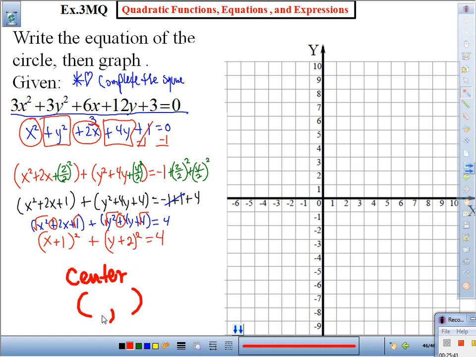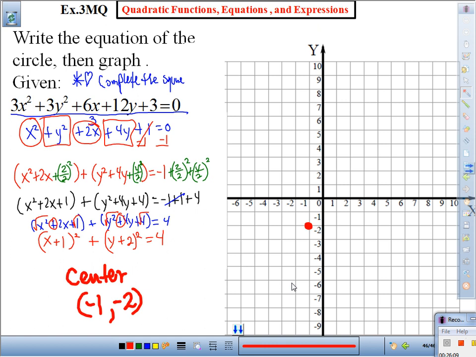By looking at this last equation, think about it, don't say it out loud. What is the center of that circle? Tell your neighbor, please. -1, -2. That is correct. Let's plot that point. -1, -2. There it is. Next, we need the radius.